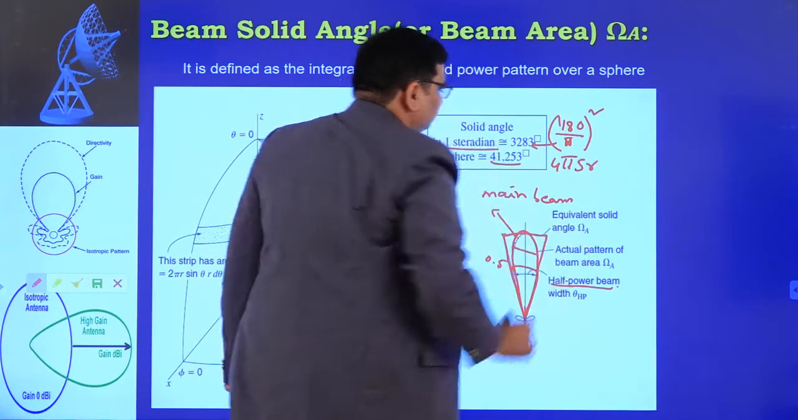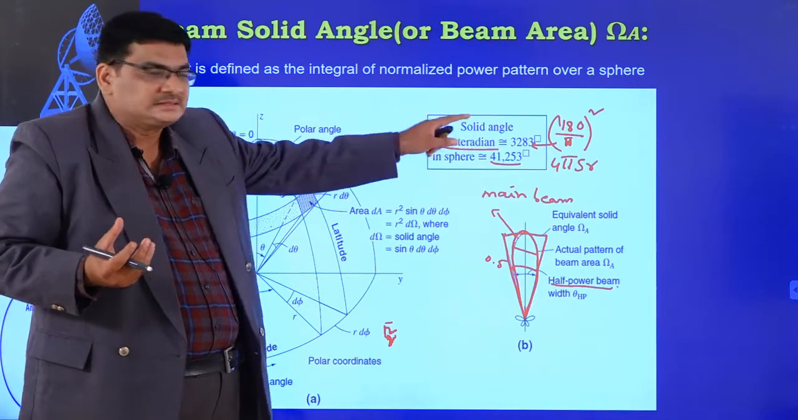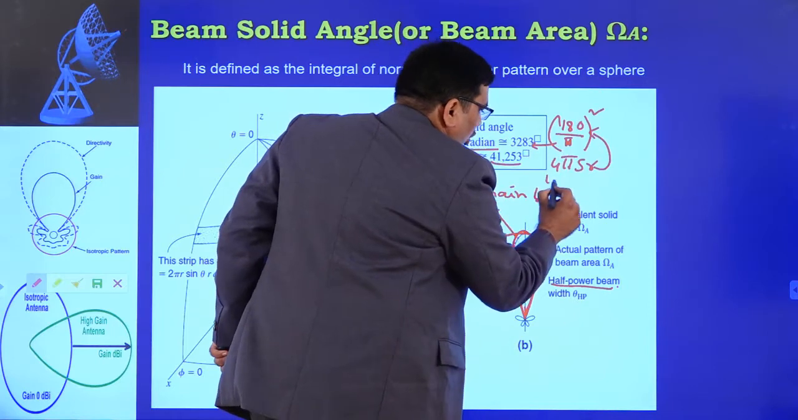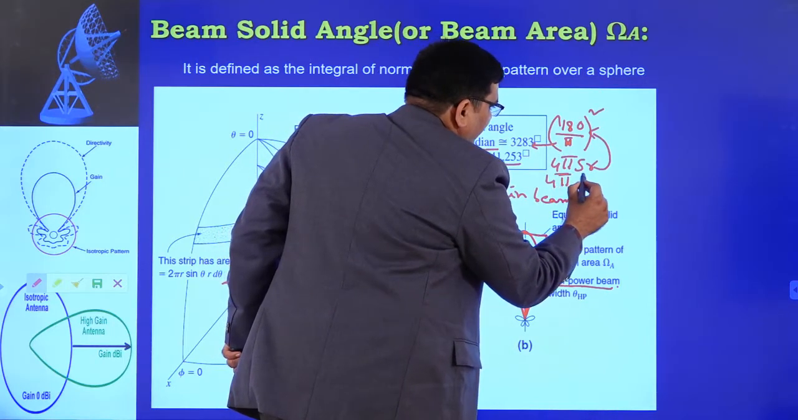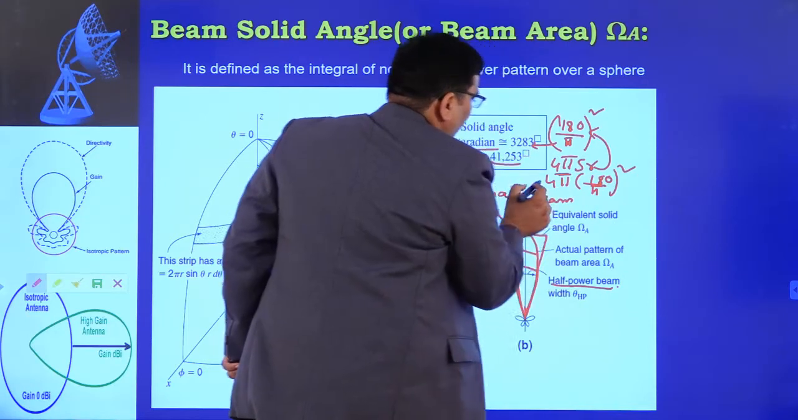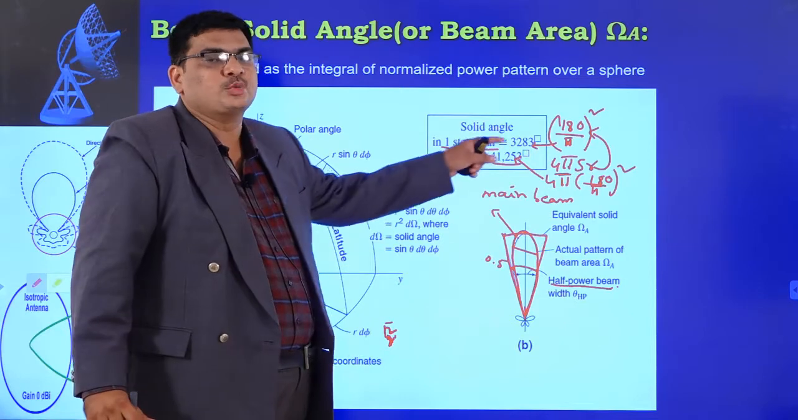We know that to complete the area of a sphere, it requires 4 pi steradians. So, we know the steradian formula. 4 pi into (180 by pi) whole square is equal to, if you calculate this, 41253 square degrees.